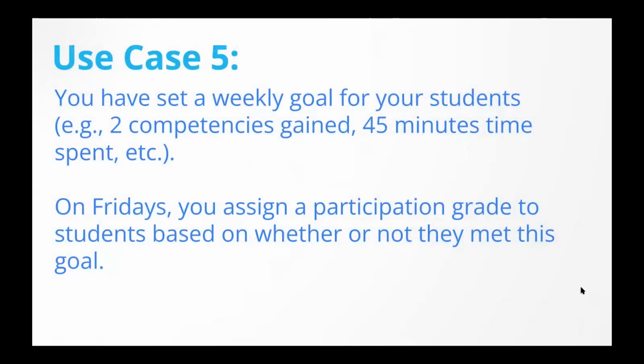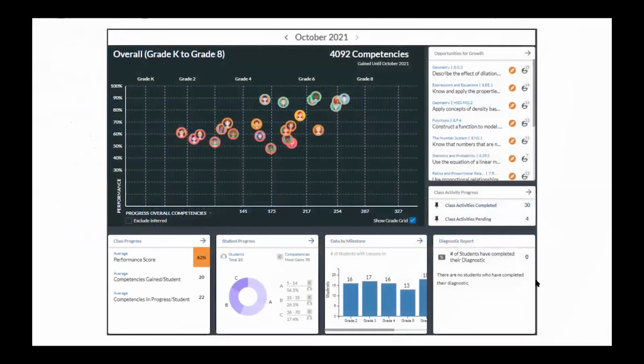All right. Now, just quickly into use case 5. So you've set a weekly goal for your students, something like 2 competencies gained per week or 45 minutes of time spent, something along those lines. And then you decided on Fridays, you will assign a participation grade to all the students based on whether or not they met this goal. So this is super easy to check.